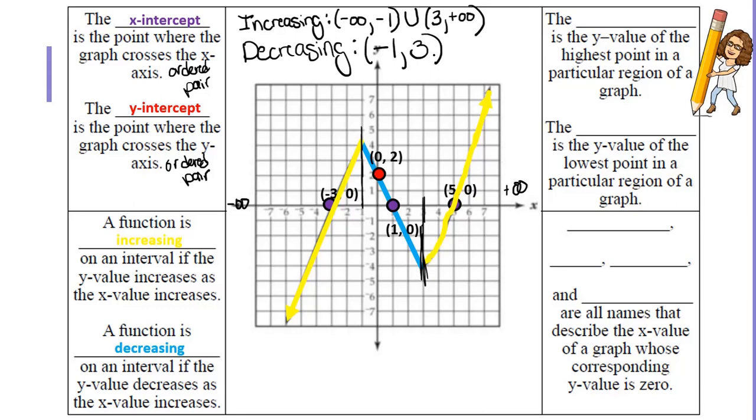Okay, so it's from left to right. It's the X values. What X values are you decreasing on?